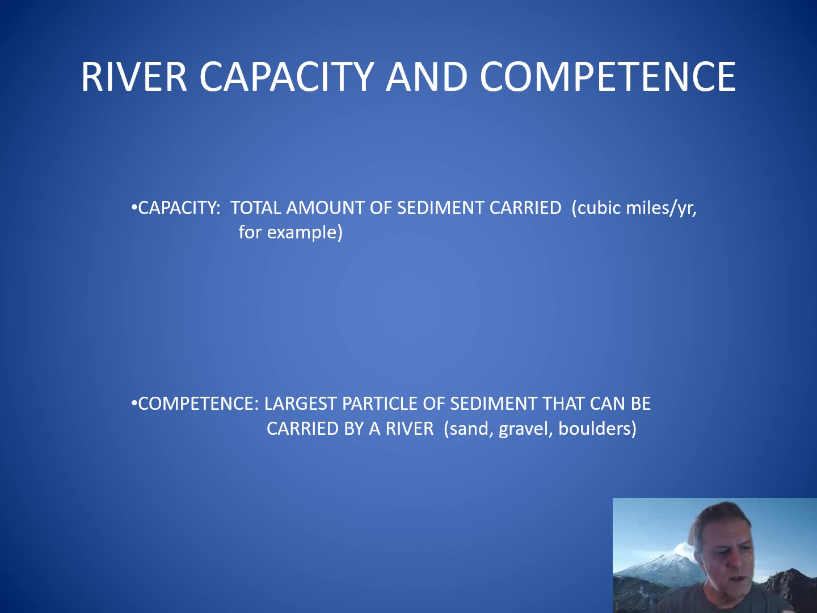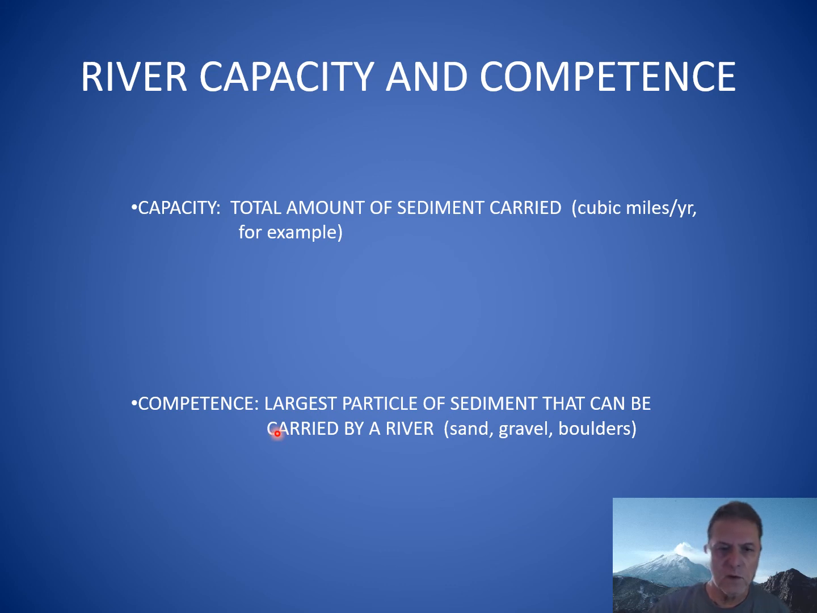Let's start with the concept of capacity and competence. In a given river, the capacity of a river is the total amount of sediment carried. Now, important to know that a river does not just carry water in its channel. It also carries sediment, sand, silt, and clay, and dissolved mineral material. Okay, it's an important transporter of sediment. As it cuts away in one place, it'll carry that sediment downstream, deposit it somewhere else.